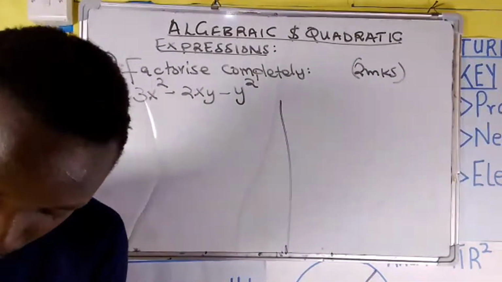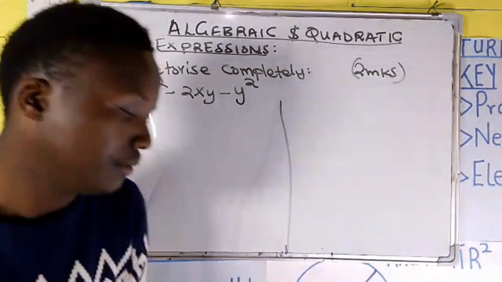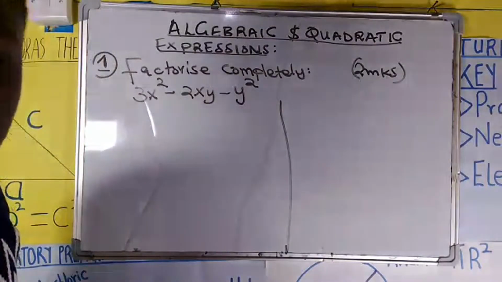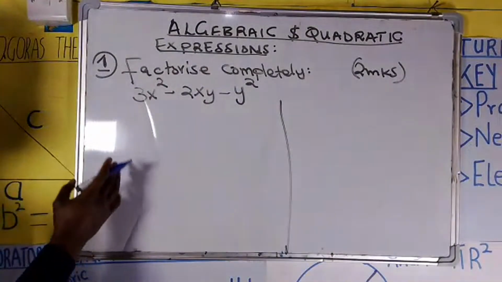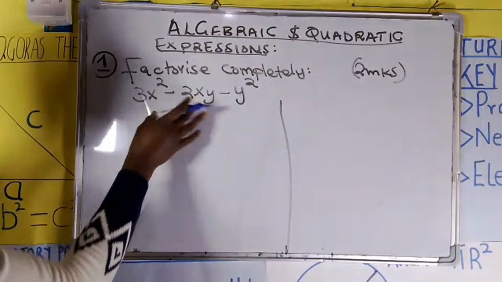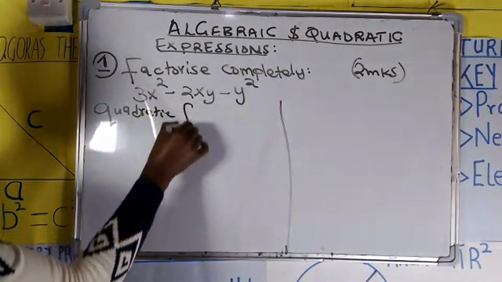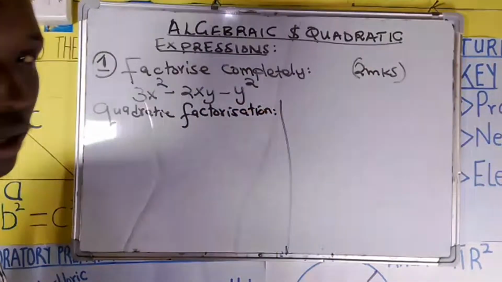So let's do this work. For us to factorize this question, and kindly ensure that you are participating, you are giving down your comments if you are understanding. So we have 3x squared minus 2xy minus y squared. For us to factorize this, we are going to use quadratic factorization.